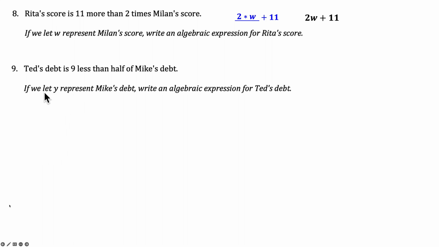Ted's debt is going to be equal to, read the variable, Y represents Mike's debt, put a Y here, cross it out, put a W, below or above. 9 less than, so again, big blank minus 9. What goes in the blank? Half of W, that's a multiplication. 1/2 times Y. So you can write this as 1/2 times Y, or you can even put Y up in the numerator and call it Y over 2 minus 9. That would work as well.